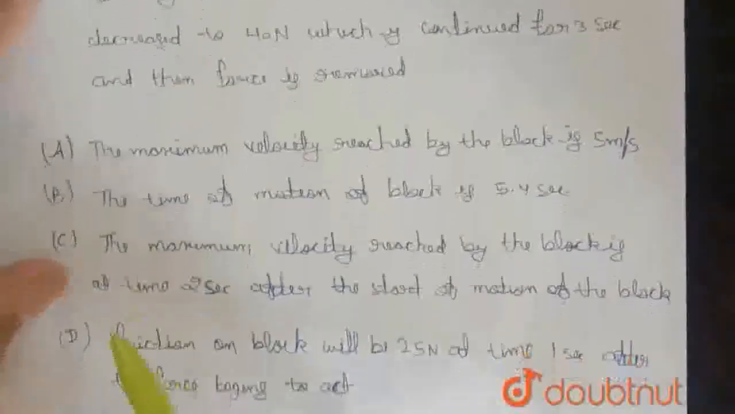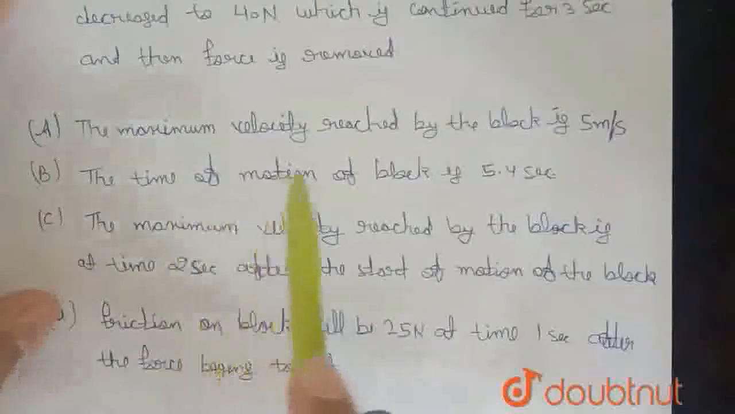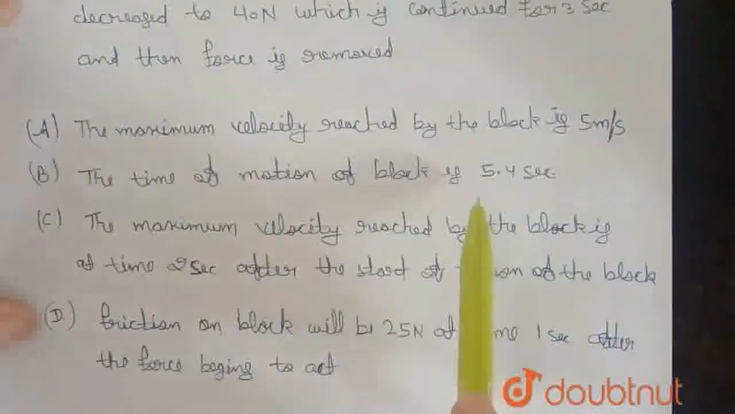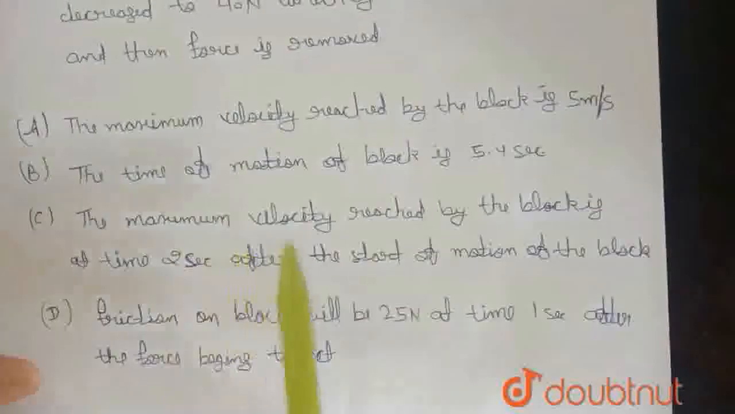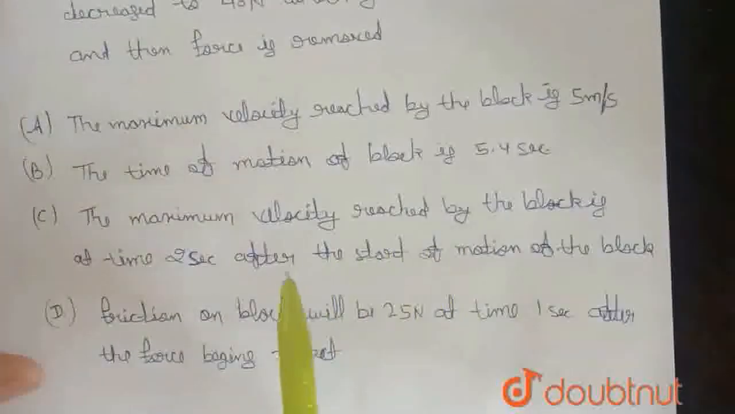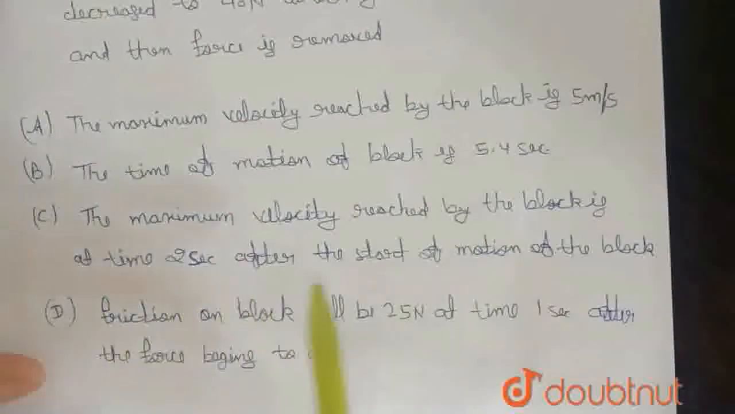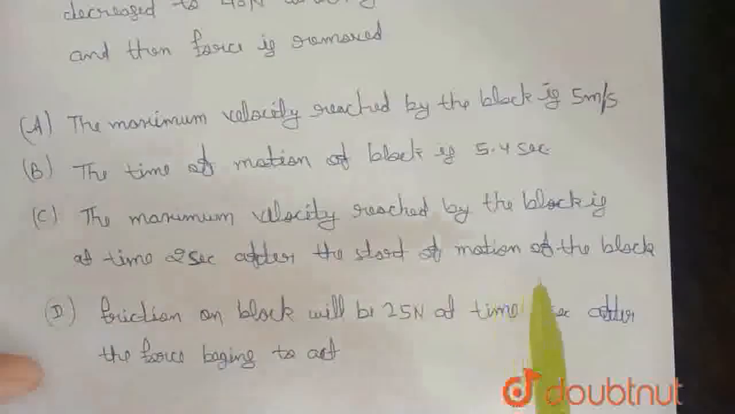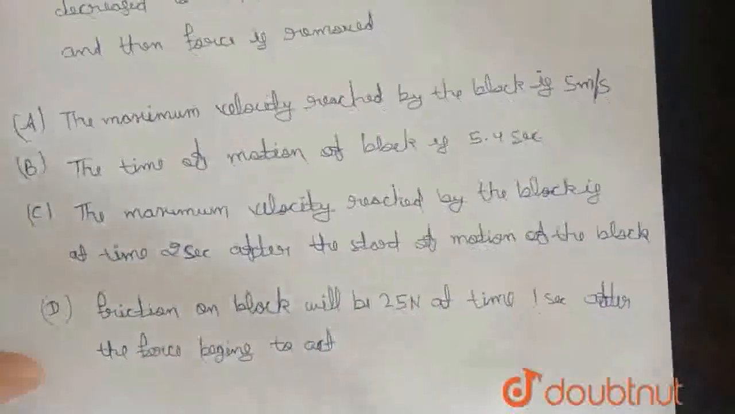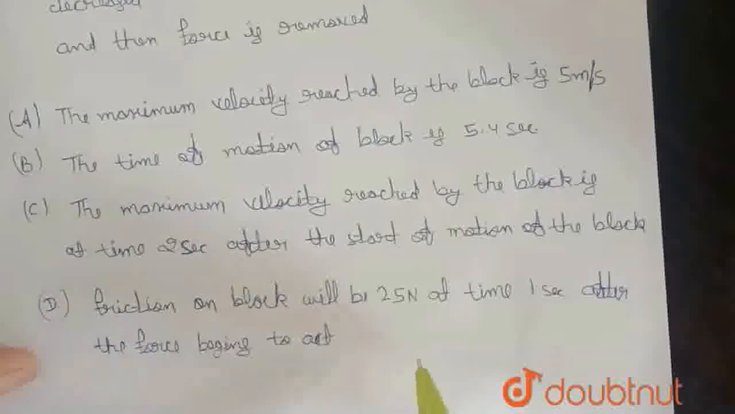We are given 4 options. Option A: the maximum velocity reached by the block is 5 meter per second. Option B: the time of motion of the block is 5.4 second. Option C: the maximum velocity reached by the block is at time 2 second after the start of motion of the block. And option D: friction on block will be 25 Newton at time 1 second after the force begins to act. So we will solve every option one by one.